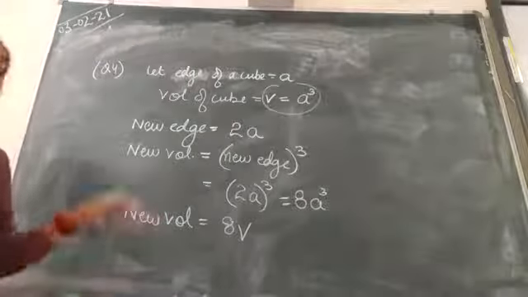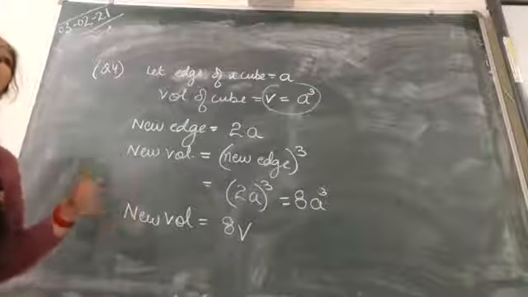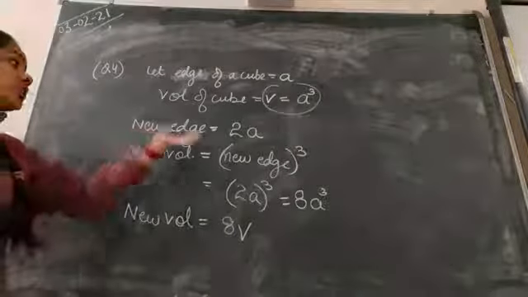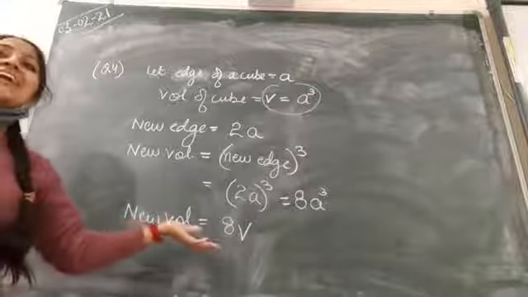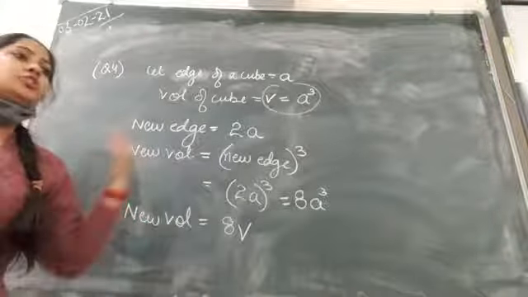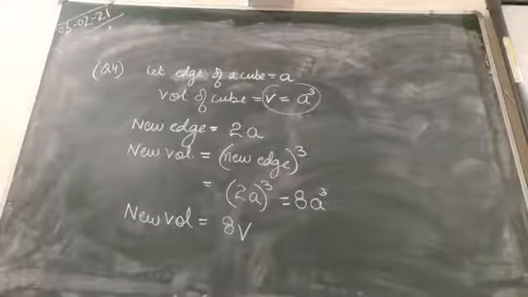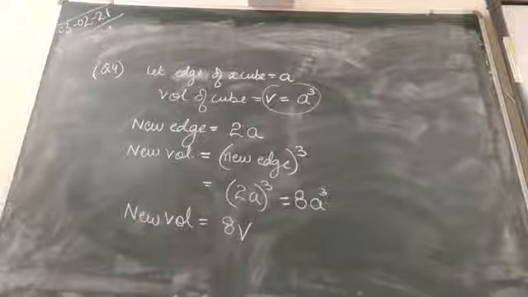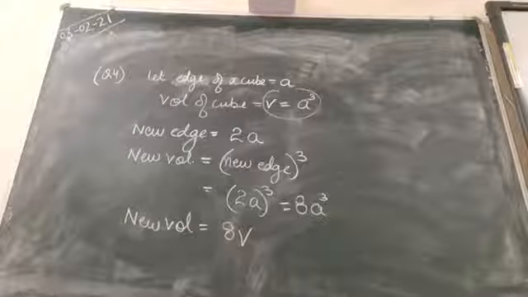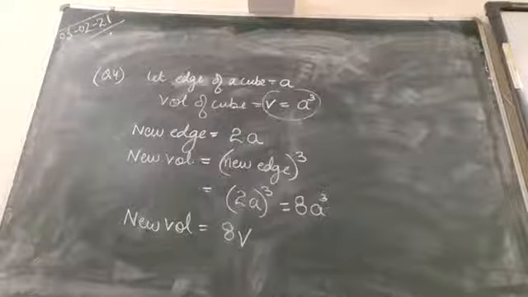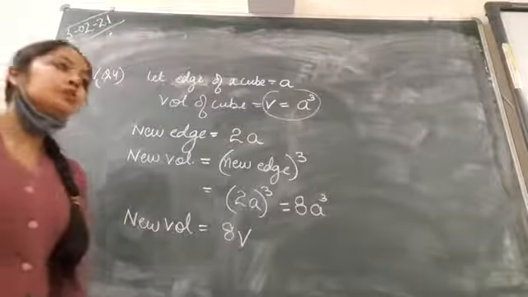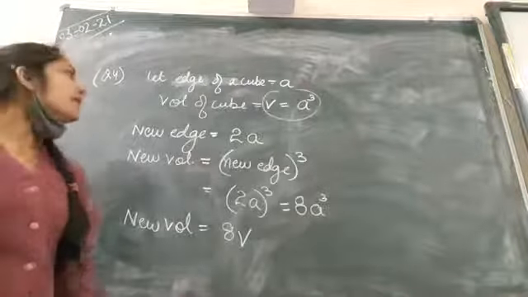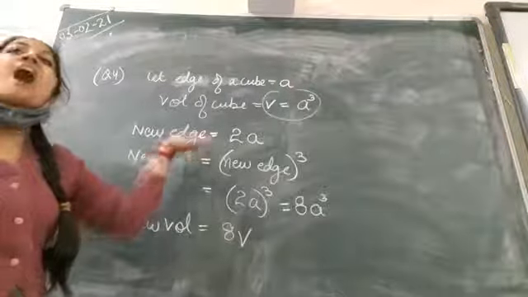Clear? So in the question they were asking you what will happen to the volume if the edge will be doubled. So you will say our volume will become 8 times of the original volume. Clear? Yes, ma'am. Write it. Now we will do the second part of the question in which they are saying what will happen to the volume of the cube if its edge is half.